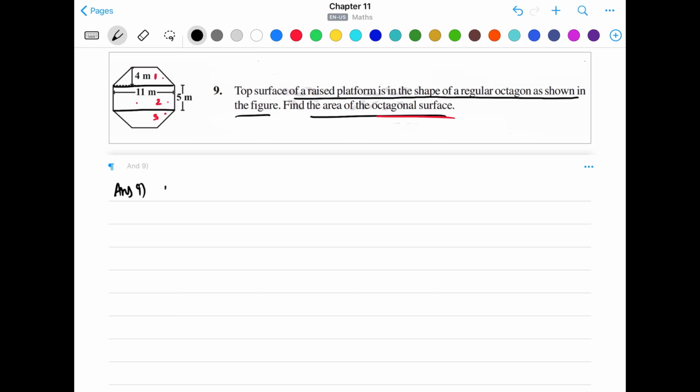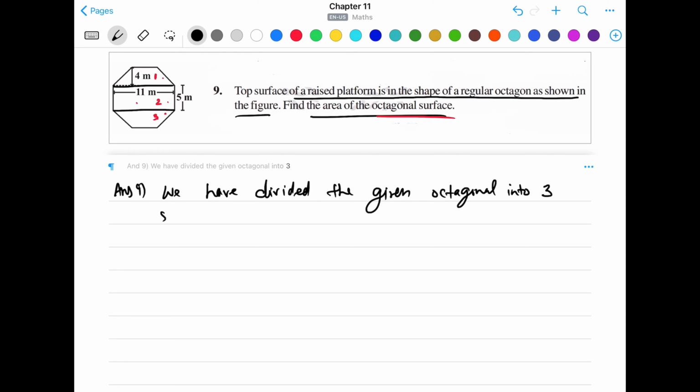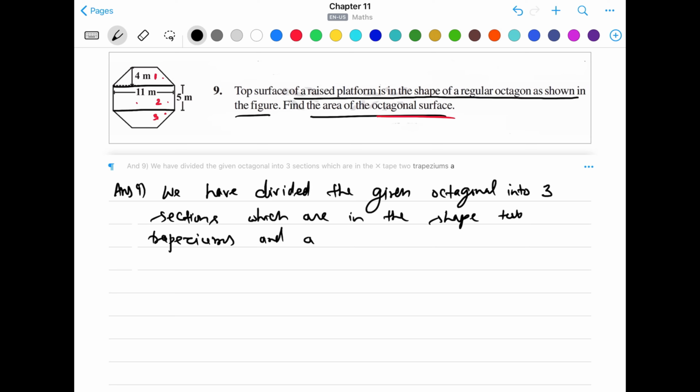So what we did is we have divided the given octagon into 3 sections, which are in the shape of 2 trapeziums and one rectangle.